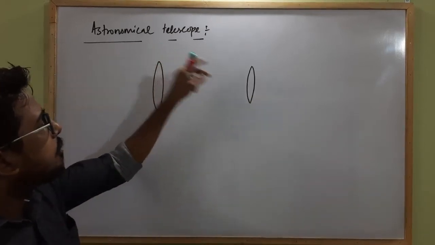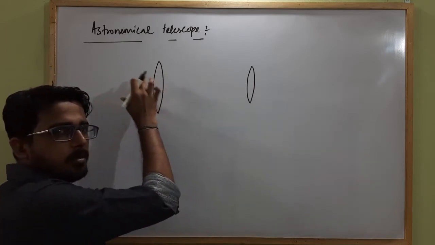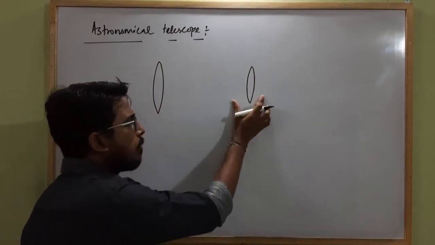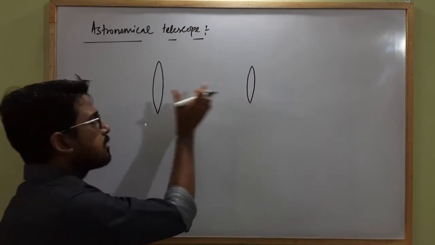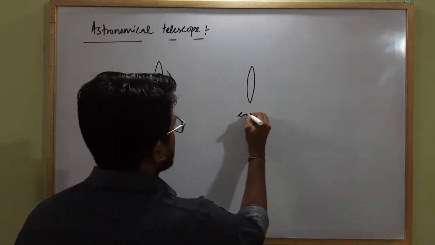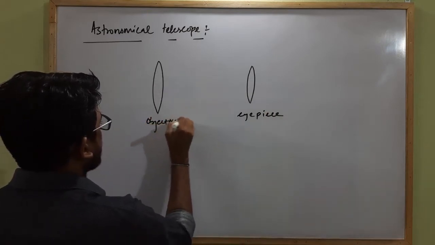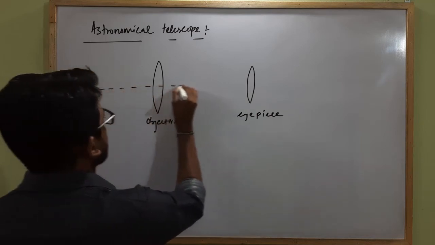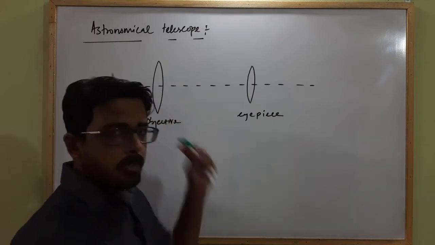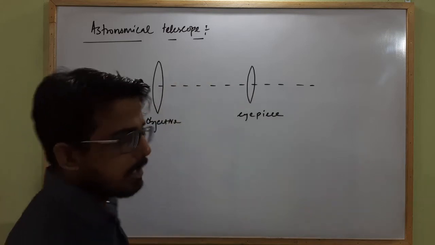But in the case of a telescope, it is reversed. The convex lens with large aperture and large focal length faces the object and is known as the objective, and the convex lens with comparatively small aperture and small focal length faces the eye, so it is known as the eyepiece. So here it is the eyepiece and this is the objective. This is the principal axis, and both lenses are combined in a common tube, and by a special arrangement the separation between the lenses can be changed as we wish.